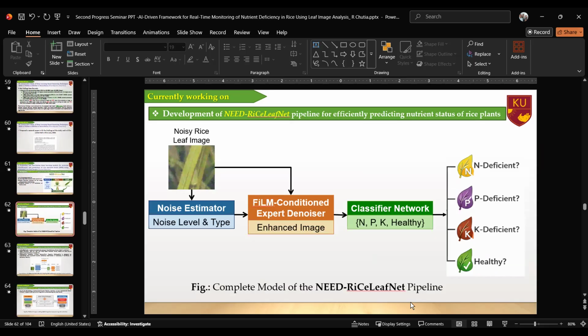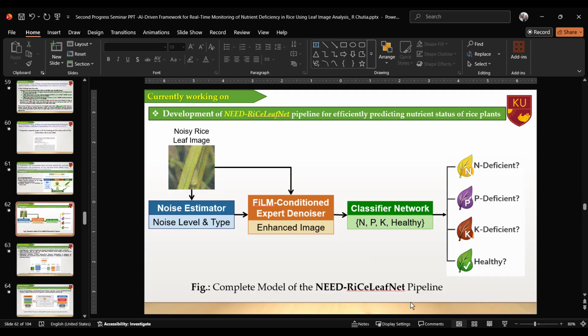So this is the complete pipeline, where the noisy rice leaf images will be provided to the noise estimator, which gives the noise level and type. The noise information and the image will be supplied to the FiLM conditioned expert denoiser, which will give an enhanced image as an output, and that image will be provided to the classifier network, which will classify four classes: nitrogen deficient, potassium, phosphorus, or healthy. So this is the complete model of NEAT RiceLeafNet.